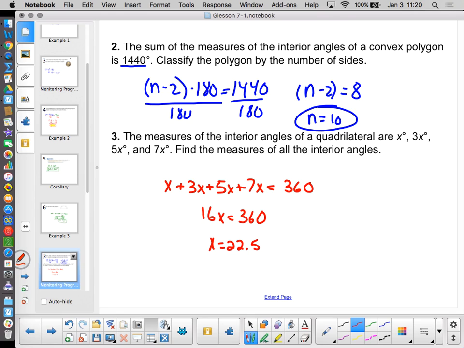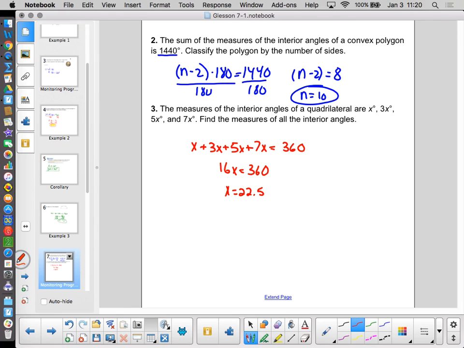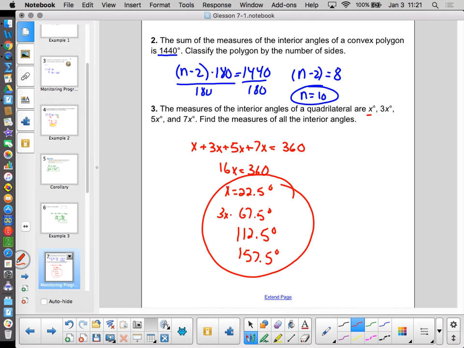So my angles are, now x is 22.5. That is one of the angles, but now I take that times 3, which is 67.5, another angle. And 5 times 22.5 is 112.5. And 7 times 22.5 is 157.5. So those are my four angles. And if I add those up, sure enough, they add up to 360.